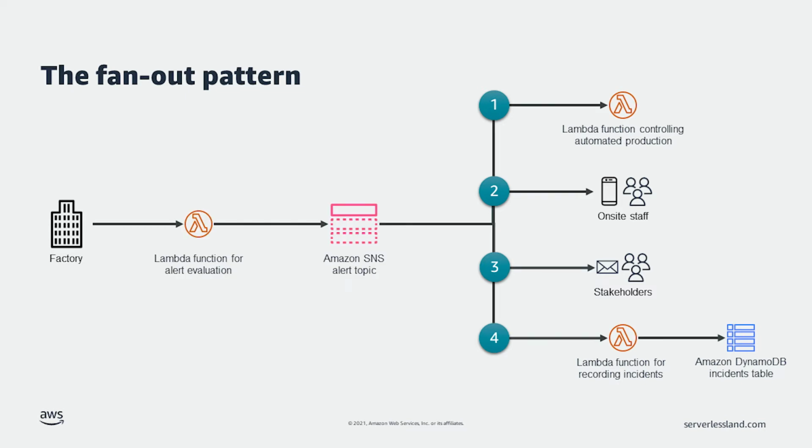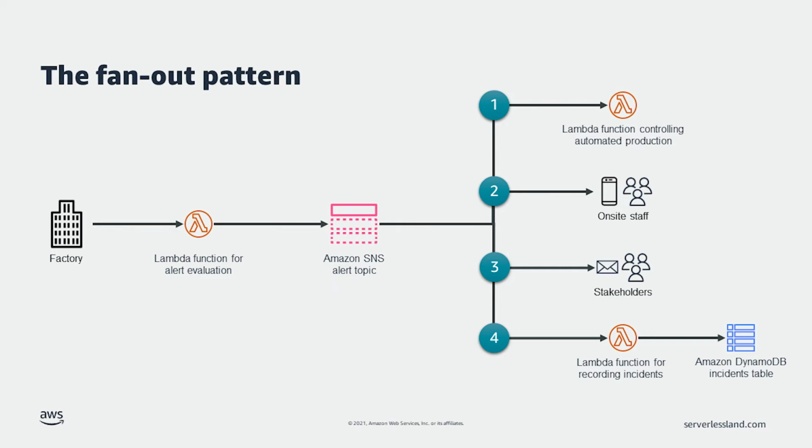In this example, my IoT device sends a message through an API endpoint that invokes a Lambda function. The Lambda function evaluates the message and publishes a message to the alert SNS topic. This message then invokes a subscribed Lambda function that shuts down the operations, and another Lambda function records the incident in an Amazon DynamoDB table. SMS messages are immediately sent to any phone numbers subscribed to the topic, which alerts the on-site staff.